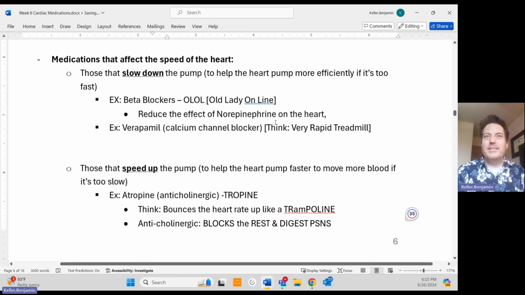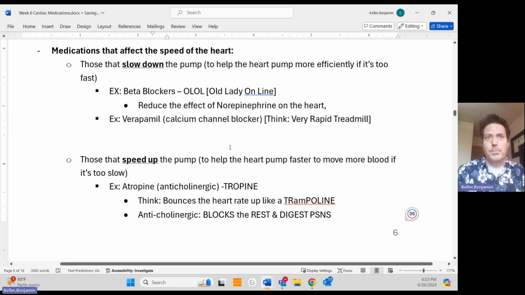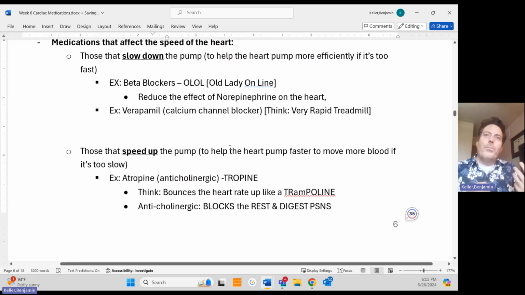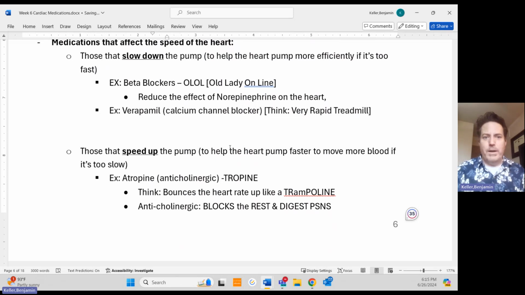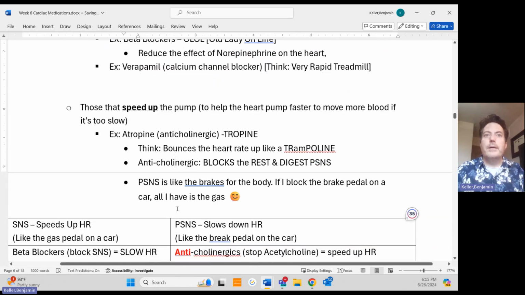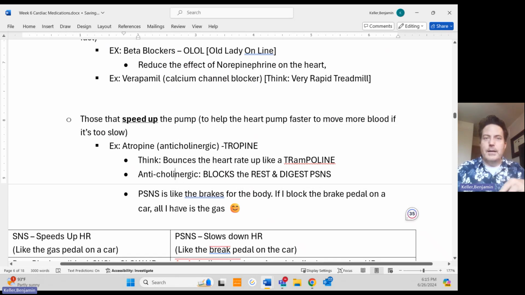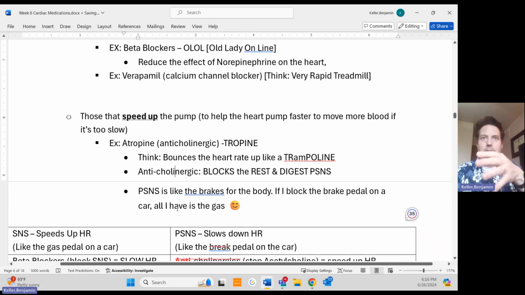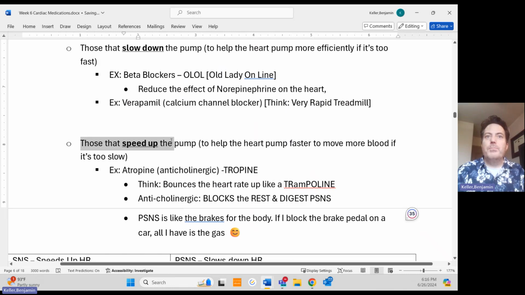And so another medication you might see is verapamil, which is a calcium channel blocker. And we'll talk about CCBs in about another 2 or 3 minutes. With CCBs, or verapamil, the way I like to think about it is a very rapid treadmill. I use it to slow down the very rapid treadmill of my heart, which is going really, really fast. So I can use a calcium channel blocker to slow it down. Now, there are medications that we can use to slow down the speed of the heart, which we just talked about. And now we've got medications that we can use to speed up the pump.